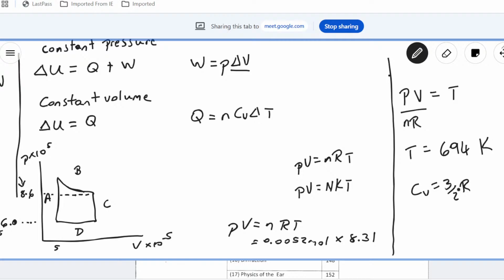Yeah. I feel like this is something that they should give you though. But they give you R, so they don't have to give you 3/2 R. So you just have to remember that it's 3/2. And if it's CP, it's just 3/2 R plus R, which is really 5/2 R. That's 5/2, that's it, yeah? Yeah, it is.